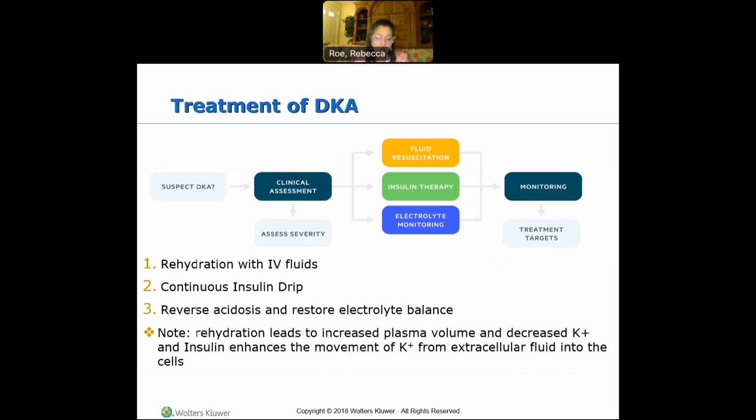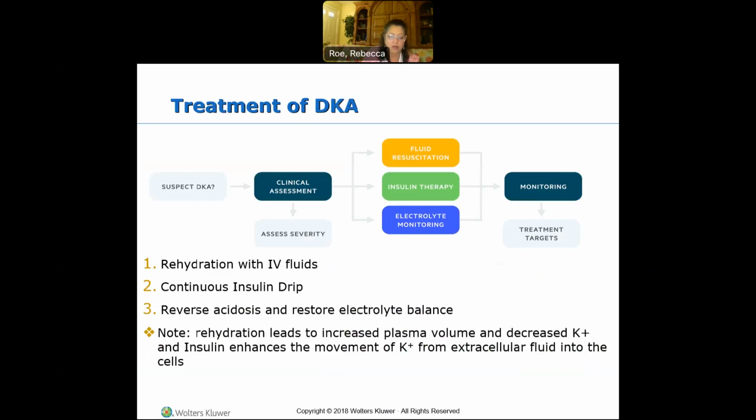The glucose goal is to see a decrease, whatever they come in with, of 50 to 100 milligrams per deciliter per hour. So you want to see them decrease a little every hour. And remember, you're taking a blood glucose every hour. And then, like I said, you're going to add dextrose to your IV when the blood glucose is 250 milligrams per deciliter, because you're giving insulin now. So you're going to be covering it.